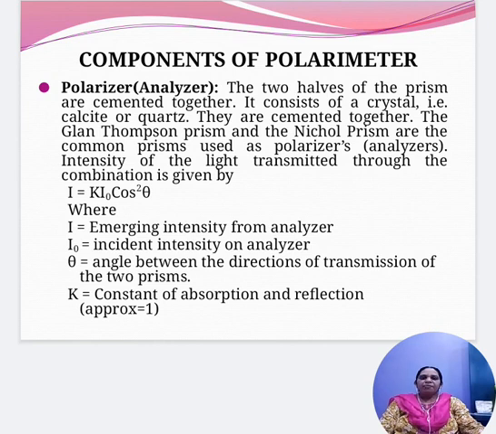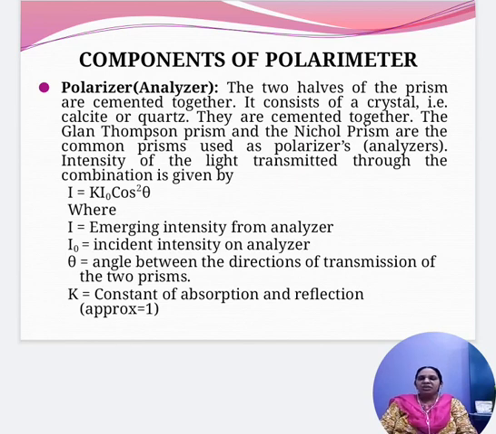Then the polarizer or the analyzer, the two halves of the prism are cemented together. It consists of a crystal that is calcite or quartz. They are cemented together. The Glan-Thomson prism or the Nicol prisms are commonly used prisms. Usually Nicol prisms are used as polarizers or analyzers.